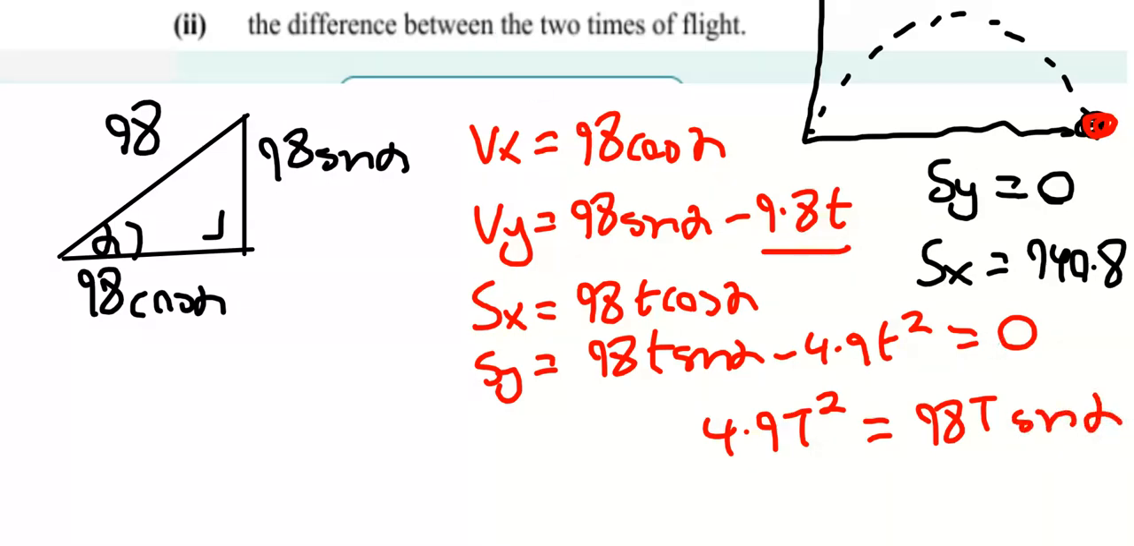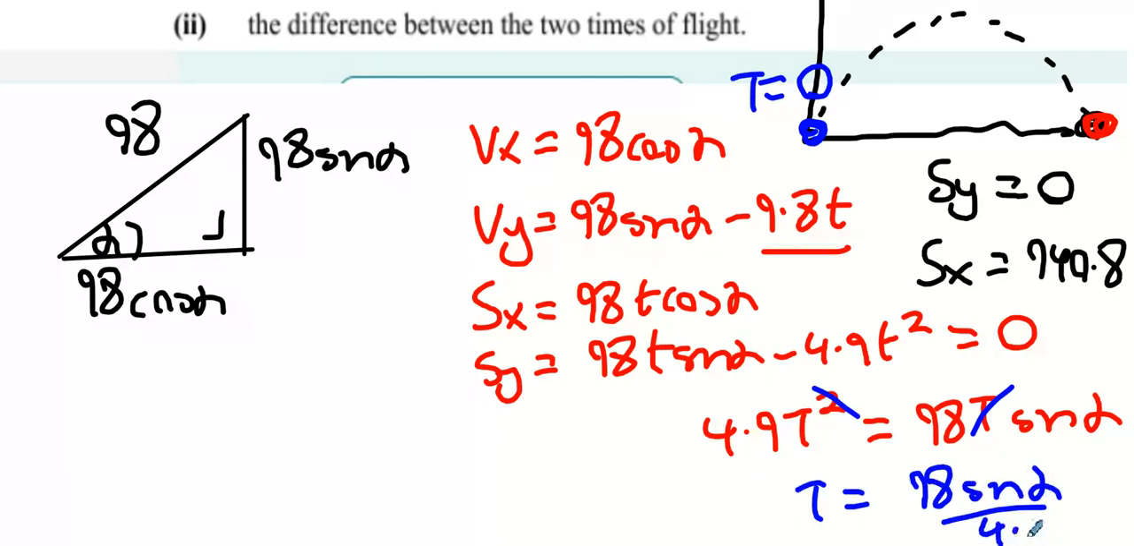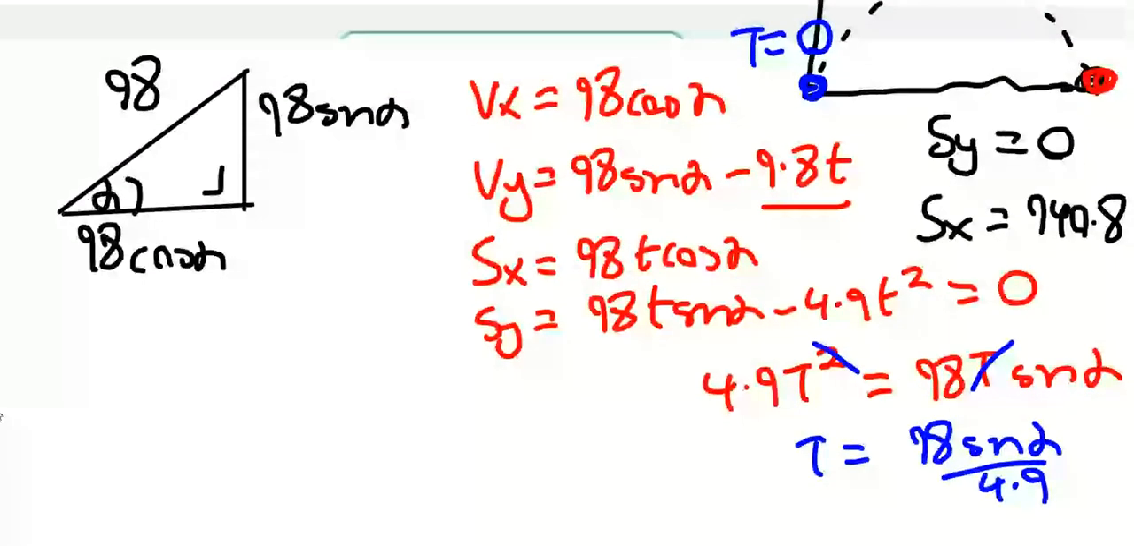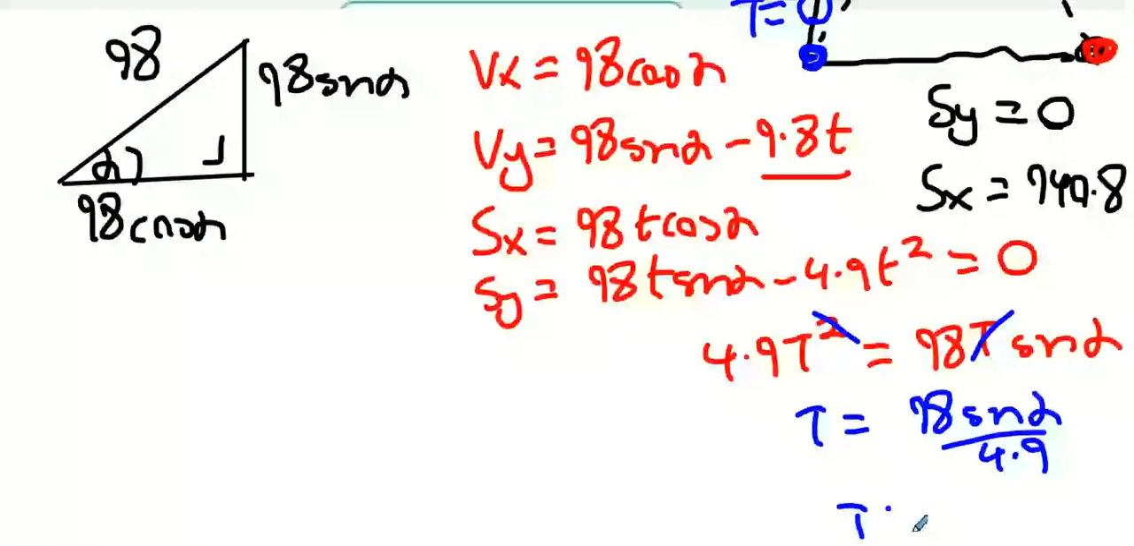What happens when you cancel t off both sides? You're actually cancelling the answer t equals 0, because when it has no height, that's actually the start of the question. That's what you're cancelling there. And then what's the other answer? t equals 98 sine alpha over 4.9. What is that? Is it 20? Damn, that's easy. I almost feel like I made a mistake. What's that, 20 sine alpha?